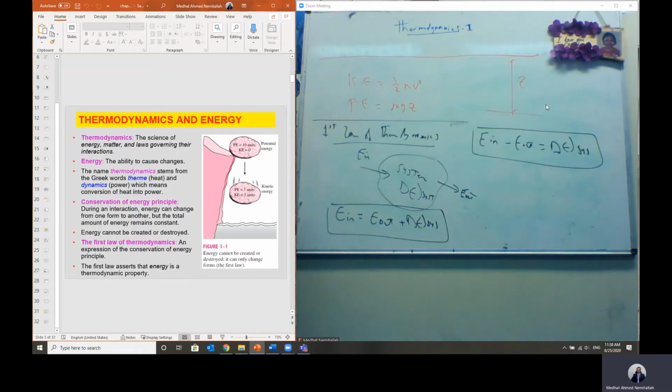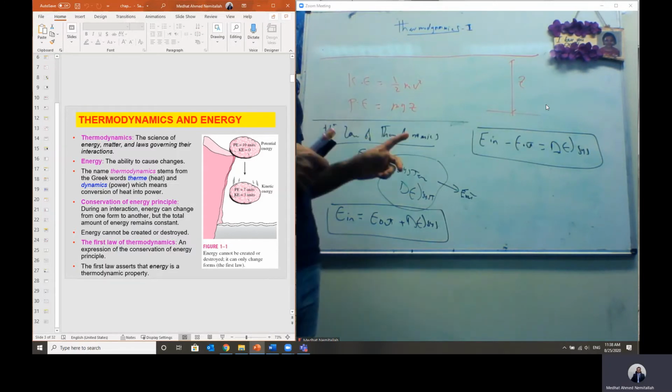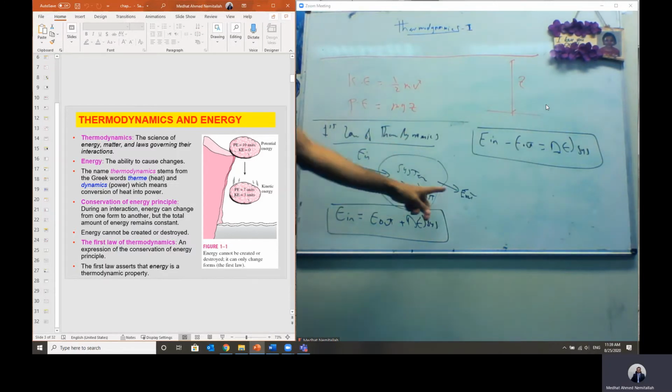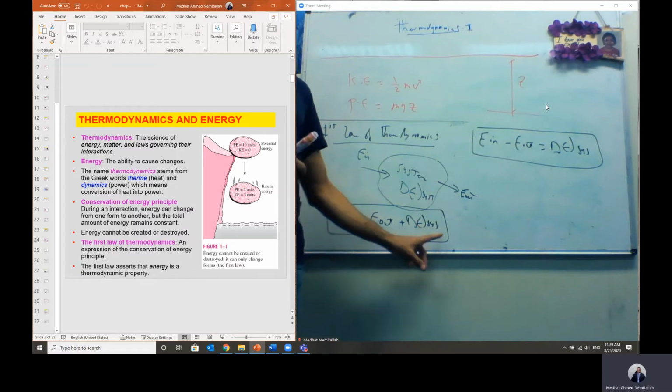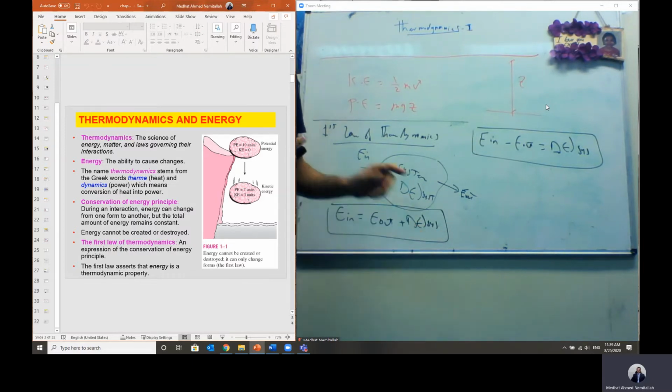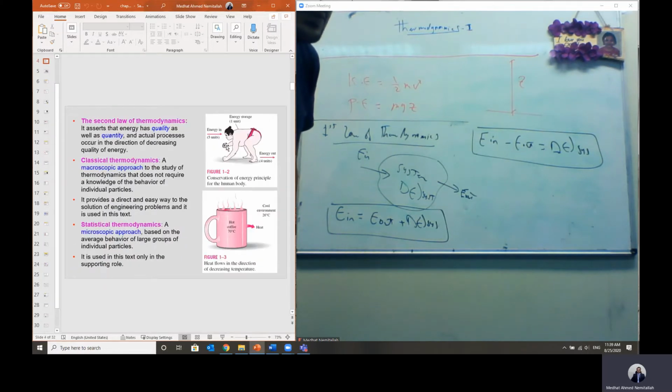It is just a conservation of energy, that energy cannot be created or destroyed. So energy input to a system will equal energy out plus the change of energy, delta E, within this system. Okay, this is the first law of thermodynamics.